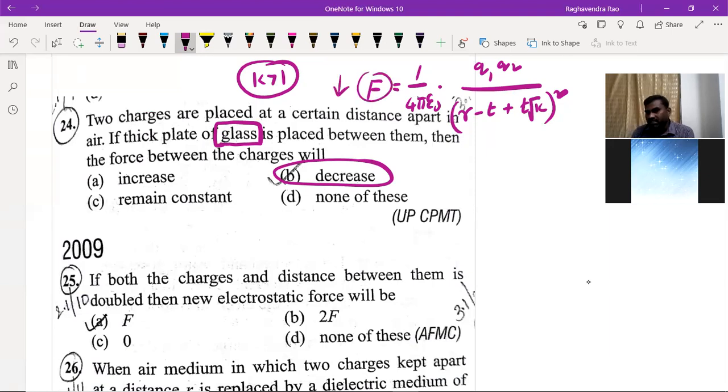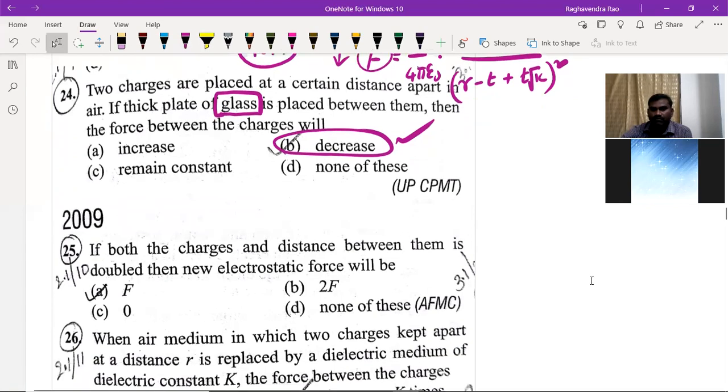As effective distance, initially r, by introducing this, the distance is increasing. Even though there is minus t, the t into root K, as K is greater than 1, gives some extra value. That means that value is added, so the effective distance, the denominator term, is increased. So the total value will decrease, and the force between the charges will decrease.